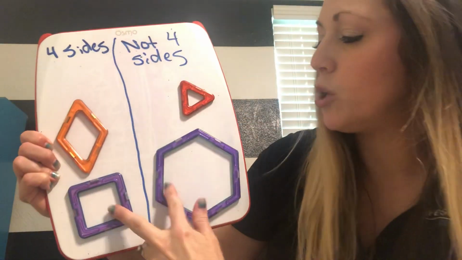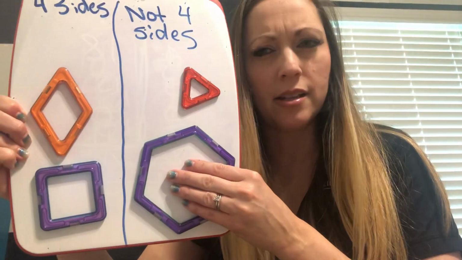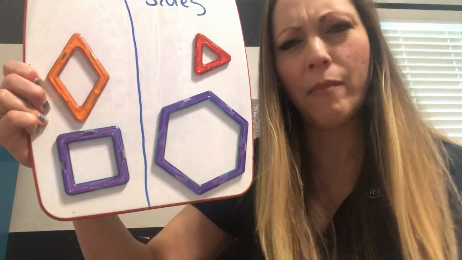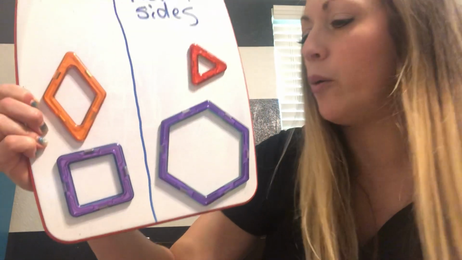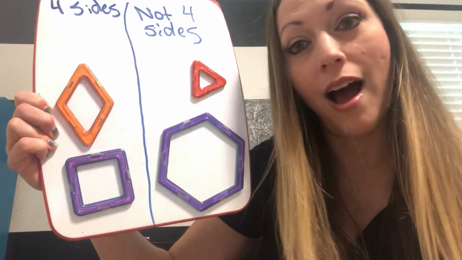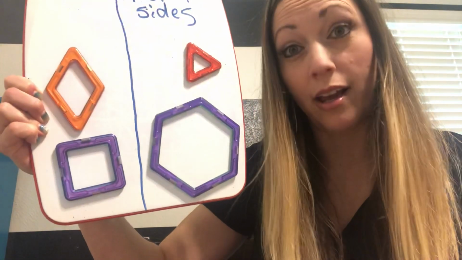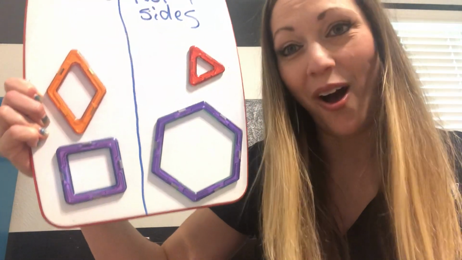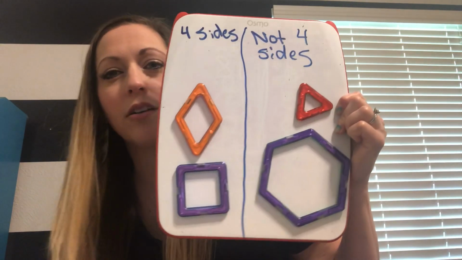Let's keep looking here. So I see 2 purple shapes. Does the fact that this is purple make it a hexagon? And the fact that this is a square make it a square? That sounds kind of silly, right? Yeah, I think so. But the fact that it has 1, 2, 3, 4 sides and 1, 2, 3, 4 vertices are attributes that make a square a square. Okay, so I really like the way we sorted by 4 sides and not 4 sides, quadrilateral, not quadrilateral. Let's do a few more real quick.